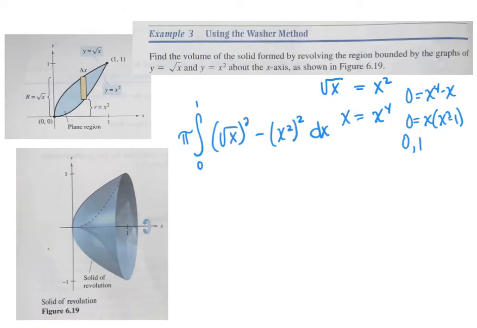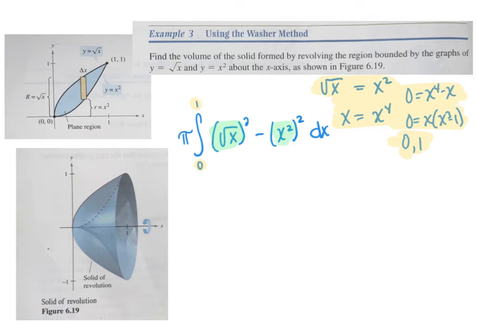So the first thing we did here, I'm going to highlight it so it's in a little bit of a different color. The first thing we did is we set the two functions equal to each other, and we figured out where they intersect. Those are my boundaries from 0 to 1. And then after that, I had to decide which one was furthest away from what I am revolving around. I'm revolving around my x-axis. And so I determined that my square root of x was further away, so that's my outside radius, and my x squared was closer, that's my inside radius.